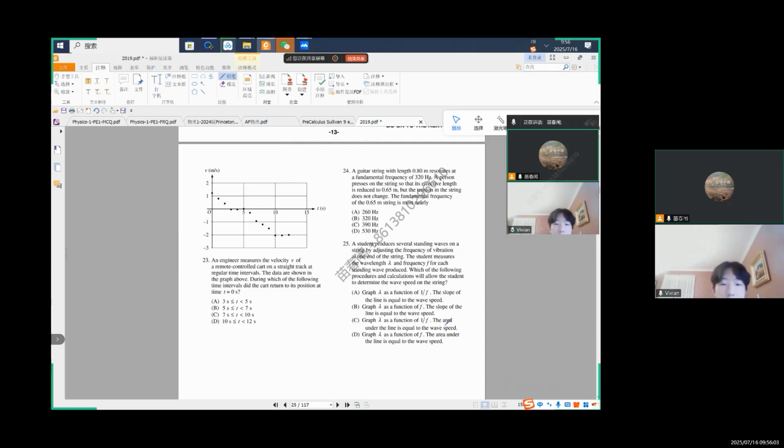Oh, this is the... You can do the area, right? So that's like 1 times 1 over like 3, right? So that's still like 1. So it went like, this interval, it went 3 meters.